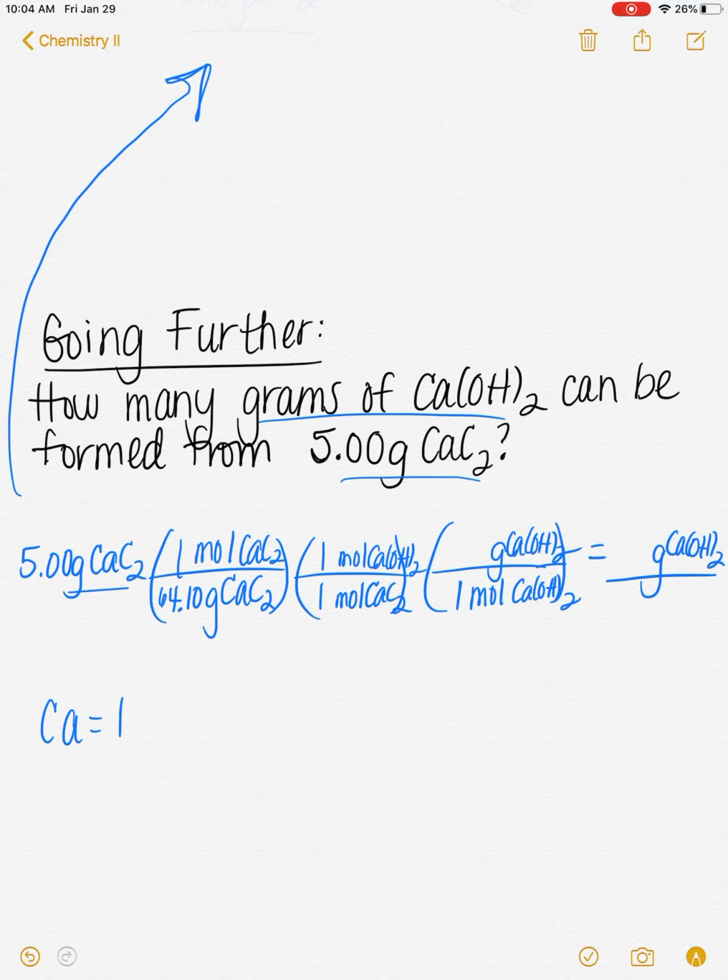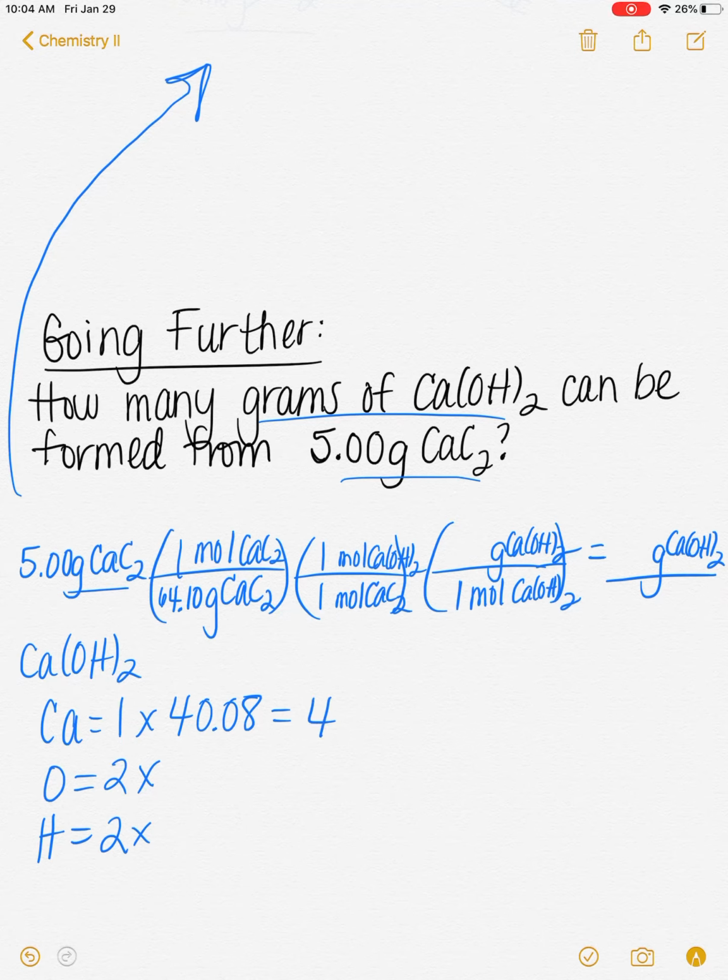There's 1 calcium. And don't forget, the formula is Ca(OH)2. So I have oxygen and I have hydrogen, and I've got to take the 2 and distribute it across. So there's 2 oxygens and 2 hydrogens. Now I'm going to multiply out. The mass of calcium is 40.08. So 1 times 40.08 is 40.08. Oxygen has a mass of 16. 2 times 16 is 32. Hydrogen is 1.01. So 2 times 1.01 is 2.02.